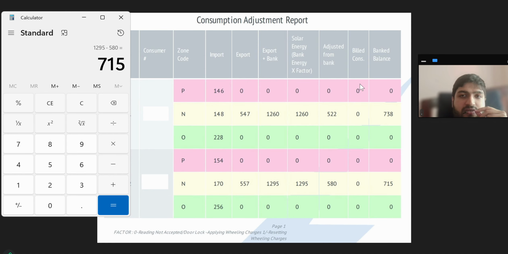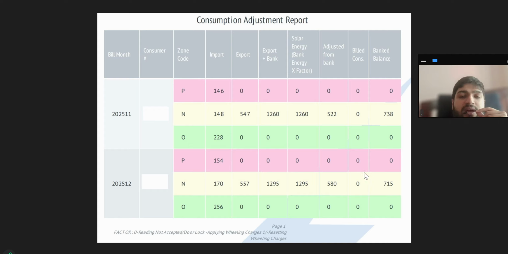Bill consumption is 0, so the closing balance or bank balance of December will be 715 units that you are taking forward to next month. This can be taken forward only up till March 31st. So that's 3 more bills only. So once it's April, the bank balance will be 0 as it's a new financial year. So make sure you use up your bank balance by March 31st.